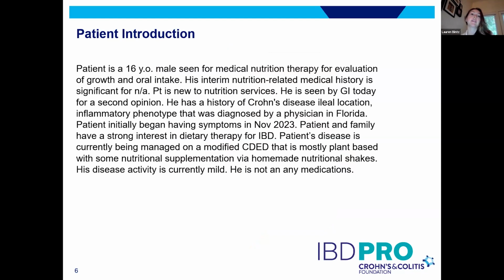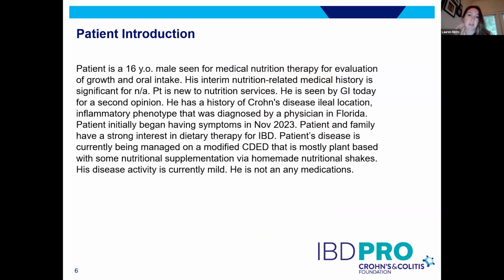And so this is the patient introduction. This was a patient that I saw in clinic with one of our IBD physicians. The patient was a 16-year-old male seen for medical nutrition therapy for the evaluation of growth and oral intake.